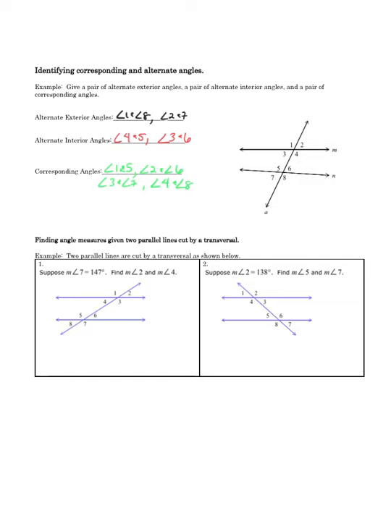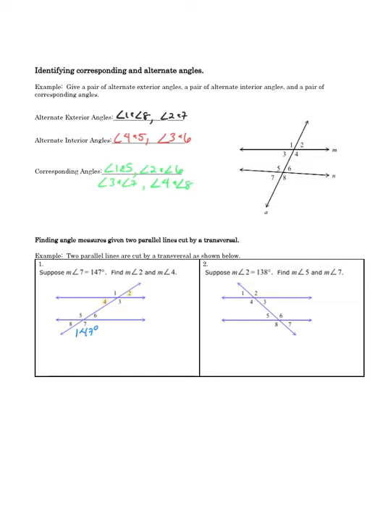Alrighty, let's take a look at the questions. Now we are told here that two parallel lines are cut by a transversal. So we know the lines are parallel. Therefore, we can apply what we know about congruent angles. The measure of angle 7 is 147 degrees. We want to find angle 2 and angle 4.